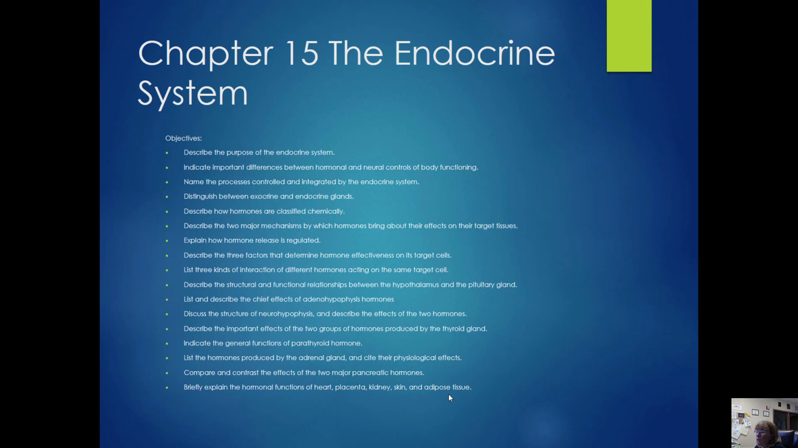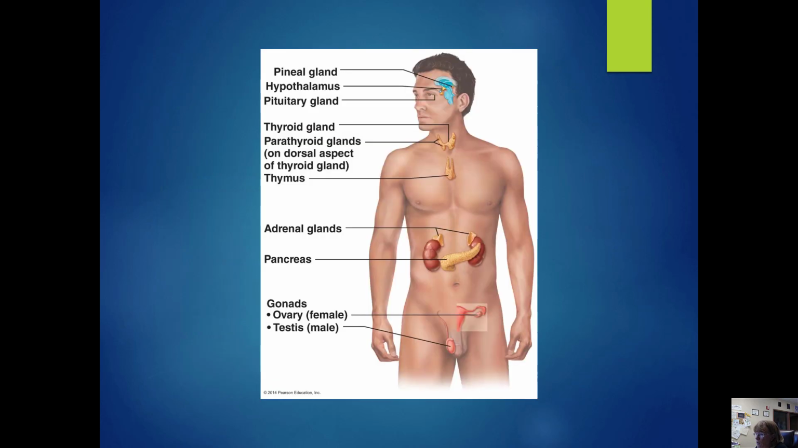We'll talk about hormone release regulation, and again some other material that I'll probably skip through. And then we'll look at the structural and functional relationship with the hypothalamus and the pituitary gland. We'll look at adenohypophysis hormones. We'll look at the neurohypophysis, thyroid gland, parathyroid gland, adrenal gland, pancreas, and then we'll hit on some other tissues that are endocrine in nature but yet are not considered true endocrine glands.